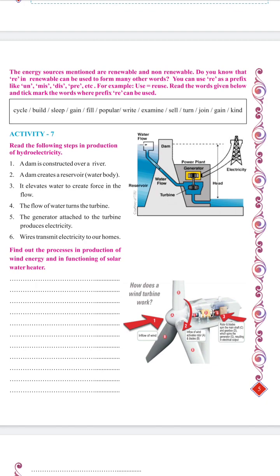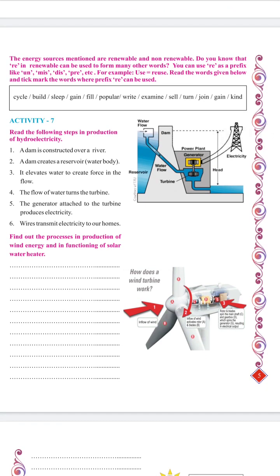Popular, if re is added to it, it will become repopular, that is not a meaningful word. Repopular is not a correct word, unpopular is the correct word, so re will not be used here, so put a cross mark here. Write, it will become rewrite if re is used here. Rewrite is a meaningful word, put a tick mark. Examine, we can write re-examine, so that is also a meaningful word, you have to put a tick mark. Sell, resell, so put a tick mark here. Turn, it will become return, that is a meaningful word, so you have to put a tick mark.